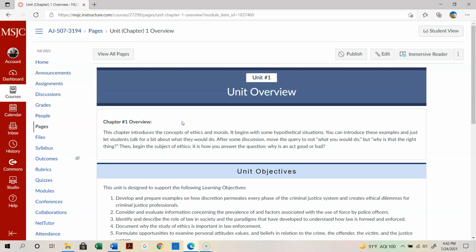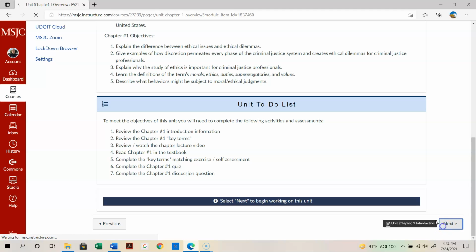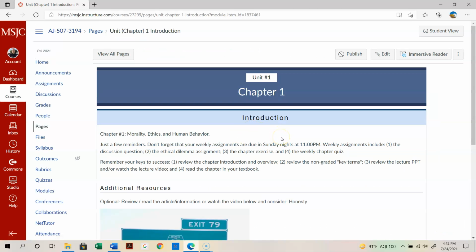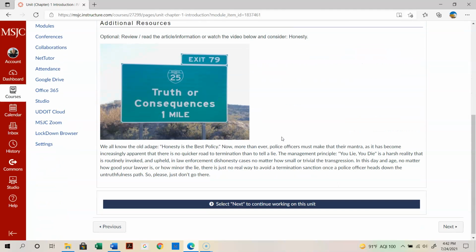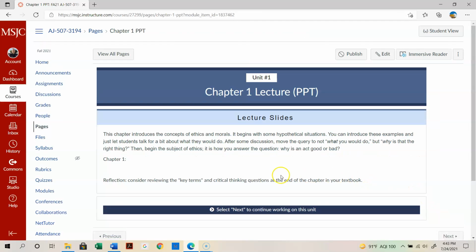So this is our first chapter. We're going to talk about what our chapter is. This chapter is going to introduce the concept of ethics and morals. And you can go down to the bottom and you can click. Here's a quick introduction, all right, as we start to get closer into the chapter. Just some questions for you to think about, right?